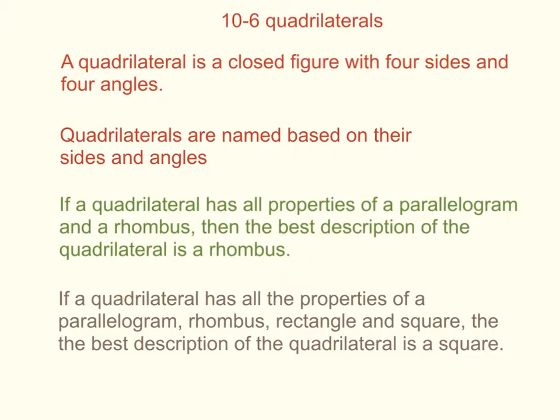If a quadrilateral has all the properties of a parallelogram, a rhombus, a rectangle, and a square, then the best description of a quadrilateral is a square, because a square can be a rectangle, but a rectangle cannot be a square. So by definition, the best description of something that would include all of those quadrilaterals would be a square.